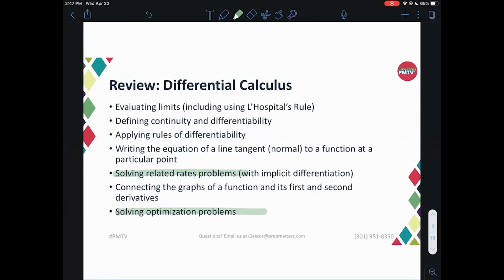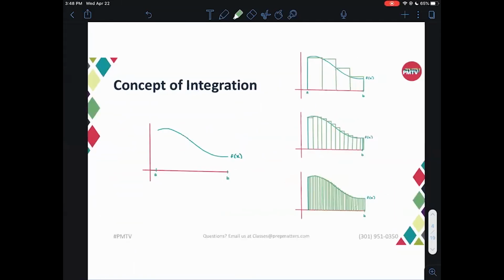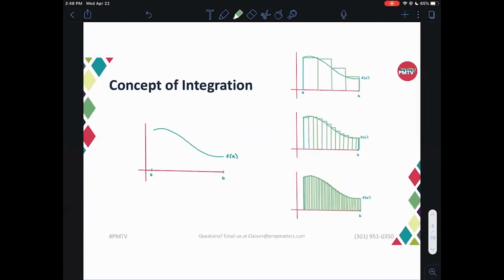Again, you can go back and look at recordings of those sessions, dig out your AP Calculus notes, dig out your textbook, and dive back into the theory behind some of this information. So now let's just dive into integration.